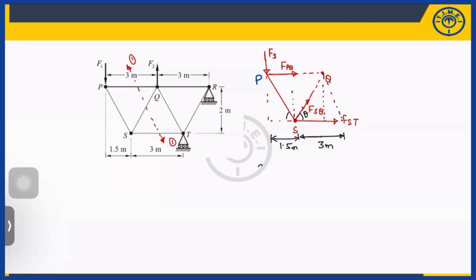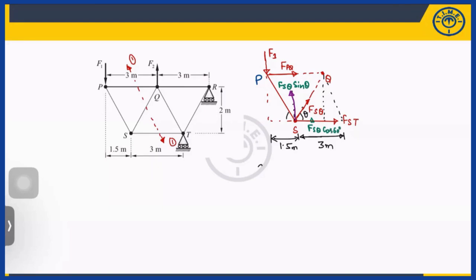If force in SQ means, if you resolve this force in the vertical and horizontal direction, what is this force? Can I write this force is F of SQ sine of 60? Because theta is making here. So this will be cos 60. F of SQ cos of 60.